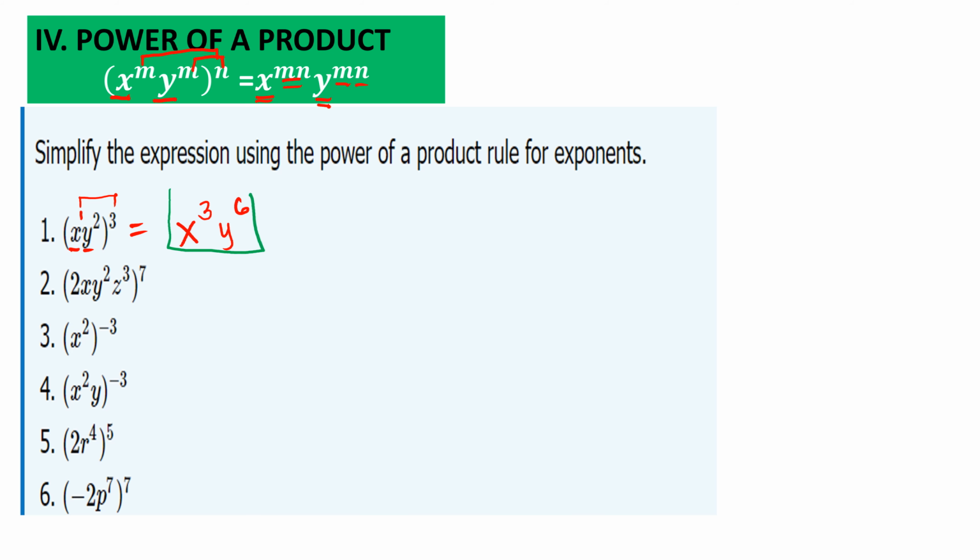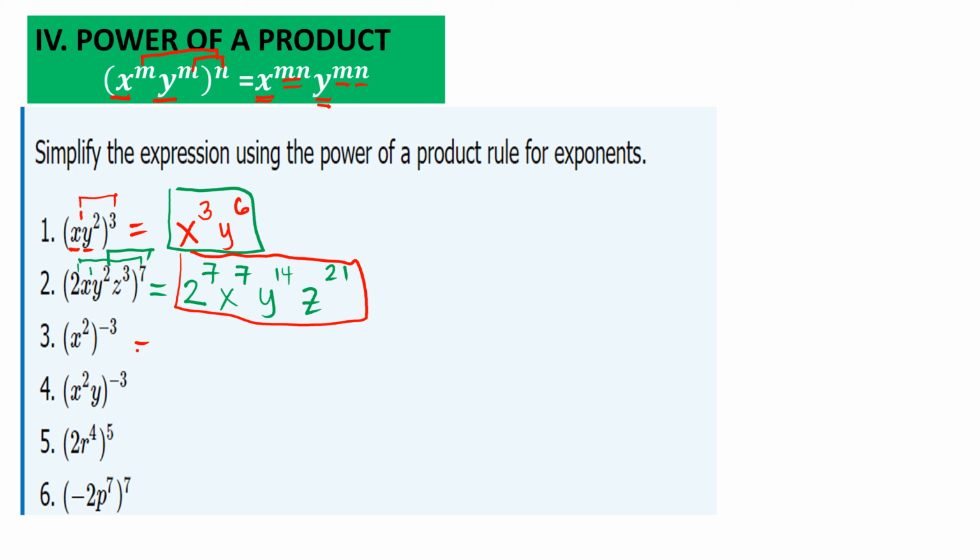And then let's proceed to number 2. You have there the 2 as a base, the x, the y, and the z. So therefore, we consider that the 2 has a power of 1. There is a 1 in there. So 1 times 7 will be 7. And the x also has a 1, so 1 times 7 will also be 7. The y has a 2, thus this will be y to the power of 14. And then the z has a 3, thus 3 times 7 will be 21. And this is our answer in number 2.